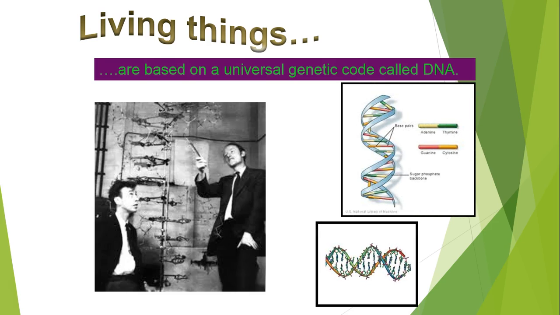Next, all living things are based on a universal genetic code called DNA, and this code is what gets passed from parents to offspring during reproduction.